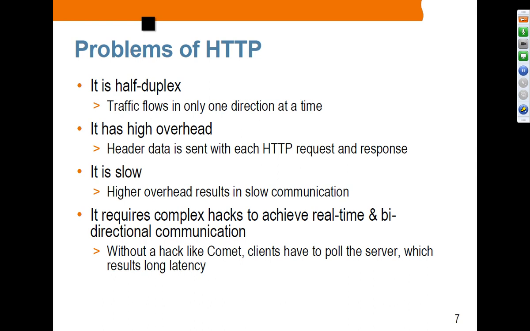achieve real-time bidirectional communication. So because of these limitations, in order to achieve bidirectional full duplex communication, people have to come up with some hacks like Comet. Comet is a technology used to allow the server to propagate data to many clients when it wants to, but it is basically a hack. Okay, so without a hack like Comet, clients have to poll the server. Without using a hack like Comet, the other option clients have is just polling, and polling has a lot of disadvantages.